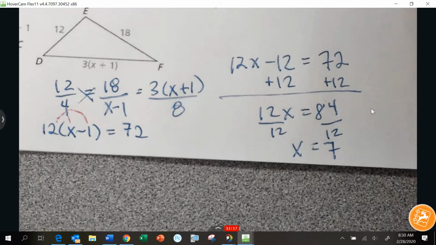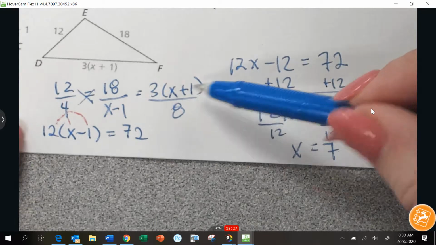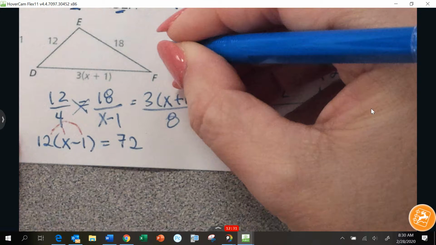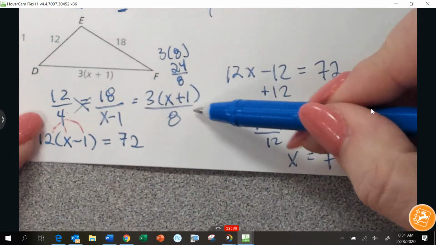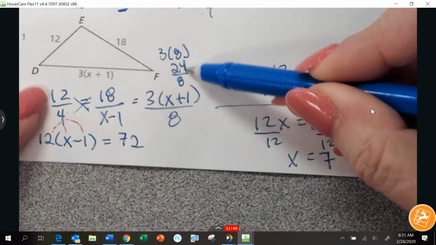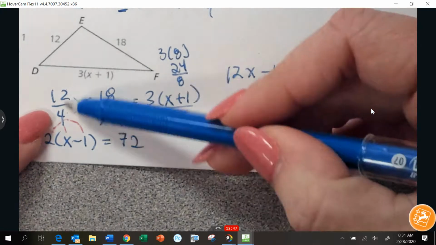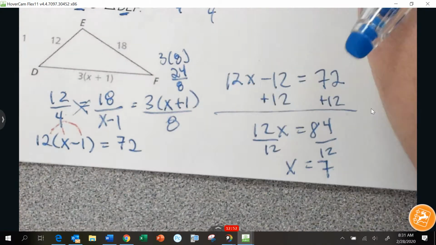What if I made a mistake? Is there any way to kind of check that I did make a mistake? I could plug it into the one just to make sure. 3 times 7 plus 1. What is that? 3 times 7 plus 1 is 24. 12 over 4 should equal 24 over 8. 12 over 4. What's 12 over 4? 3. 24 over 8 is 3. Okay, so that we've done it right. Halfway done.